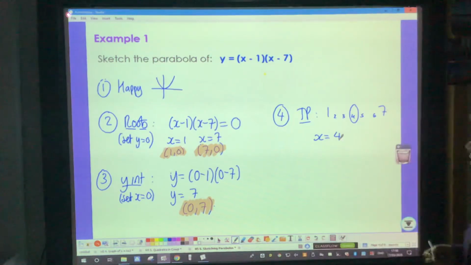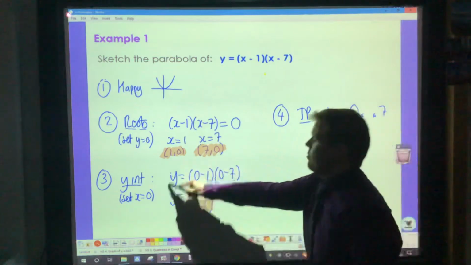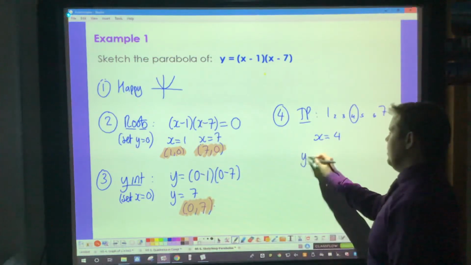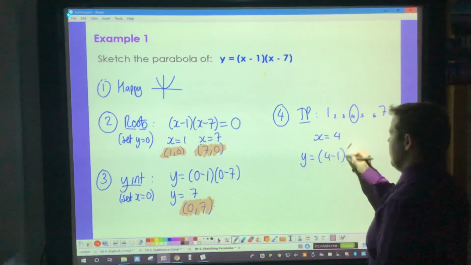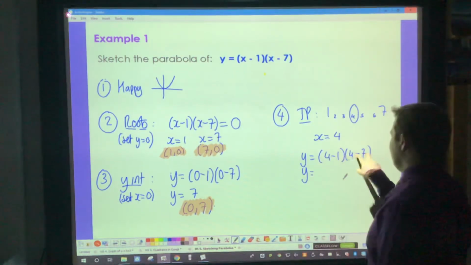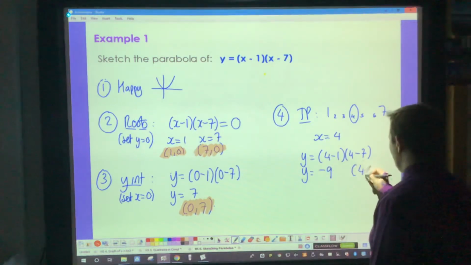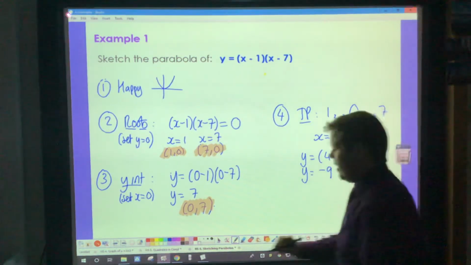Okay, turning point lies halfway between the roots. Then to get the y value, I'm going to do the same as this bit, but I'm going to use 4. So y equals 4 minus 1, 4 minus 7. That's 3 times negative 3, which is negative 9. So my turning point is 4, negative 9.